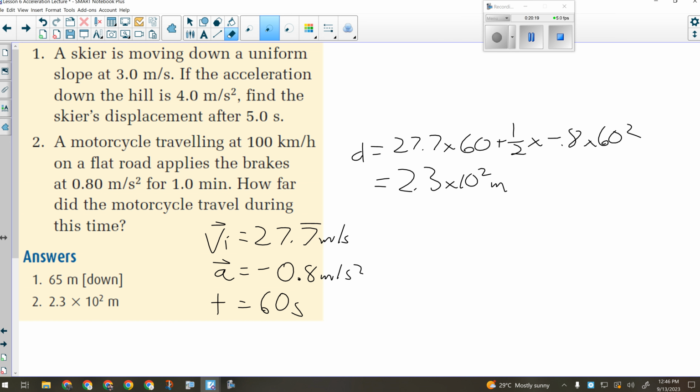Okay, now, I'm not putting a vector on that. Why? Did the question say how far, or how far in what direction? How far. How far is distance, scalar. So I don't have to put a vector on that one. It would obviously be forwards, but I don't need to say that because it didn't ask me for displacement. It asked me for how far, which is distance.